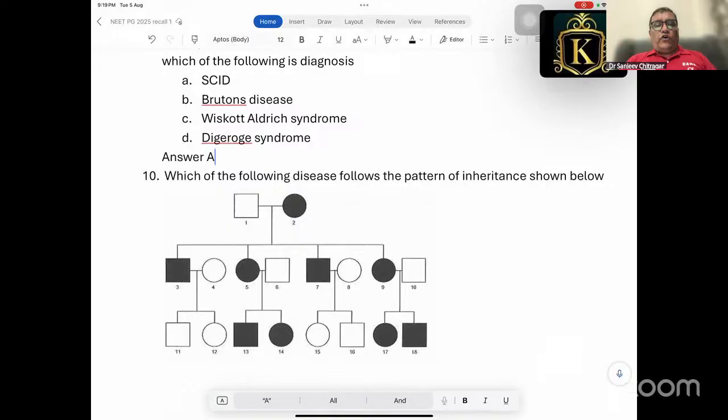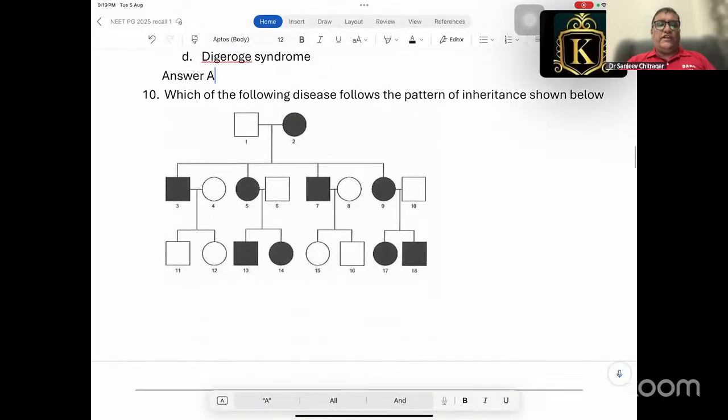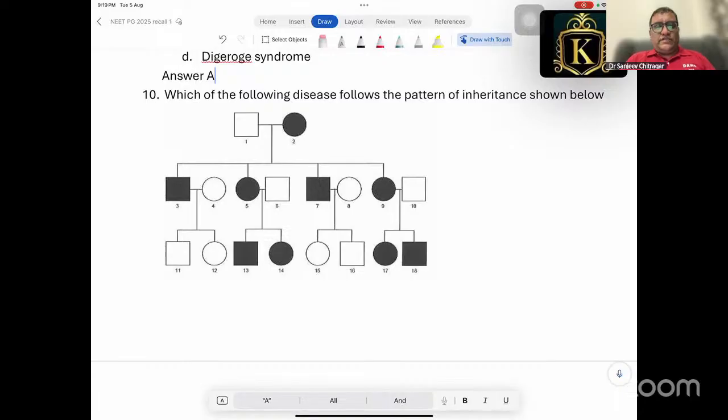Next, which of the following diseases follows the pattern of inheritance shown below? So in this pattern of inheritance, look at what you are seeing. The disease is there in the mother. From mother to all children, the disease is getting transmitted. But from father to none of the children. I am not seeing any disease transmission from father to children. So what is your diagnosis?